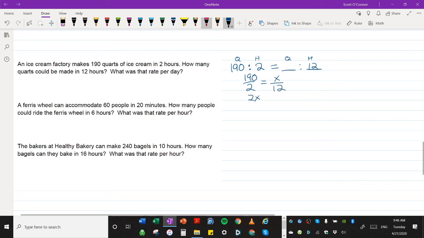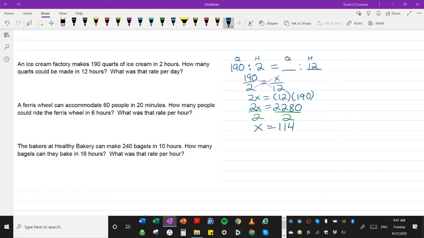2x, because I'm cross multiplying, is equal to 12 times 190. And 12 times 190 is going to give us 2,280. 2x is equal to 2,280. I divide both sides by 2, and x is going to give me 1,140. And that is 1,140 quarts of ice cream.